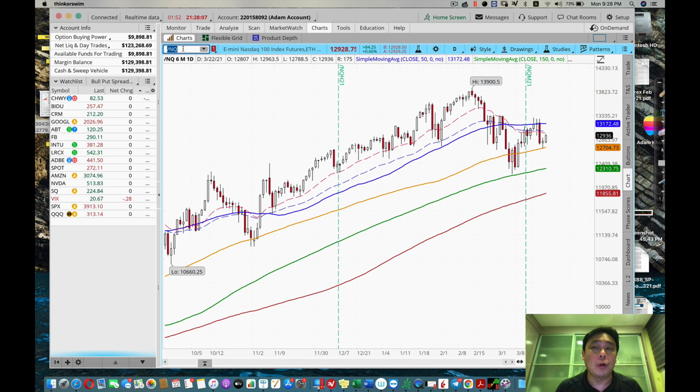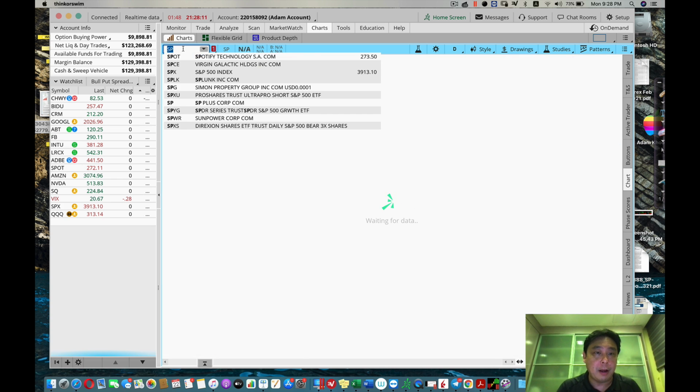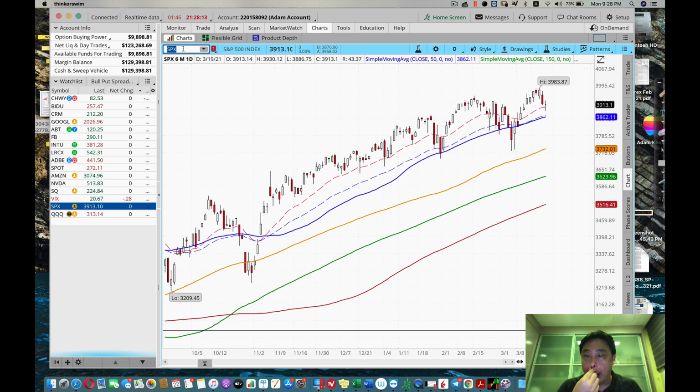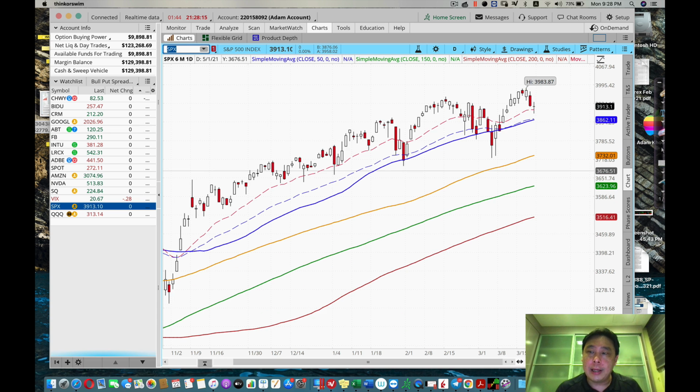If you look at the actual market itself, let's look at the SPX, S&P 500 index. Where are we? Okay. So looking at the S&P, you can see we've got the previous support there, previous support. These are on the daily candles, right?